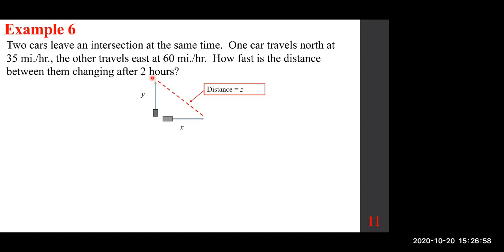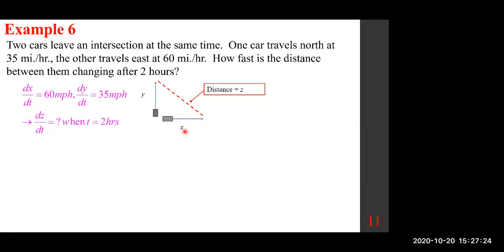So what is given? dx/dt is 60 miles per hour. dy/dt is 35 miles per hour. dz/dt is missing at t equals 2 hours, okay? So the formula, obviously, it's Pythagorean theorem, a squared plus b squared equals c squared, or simply put, x squared plus y squared equals z squared. I hope everybody knows that.